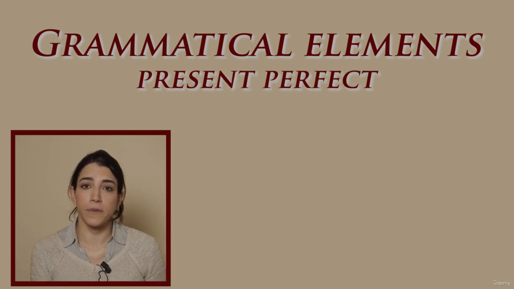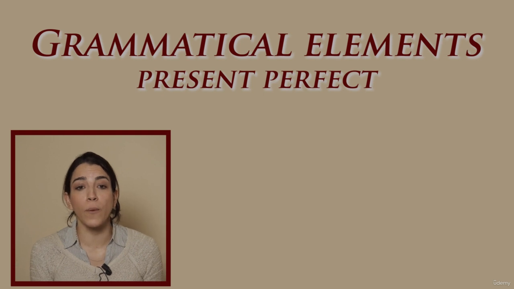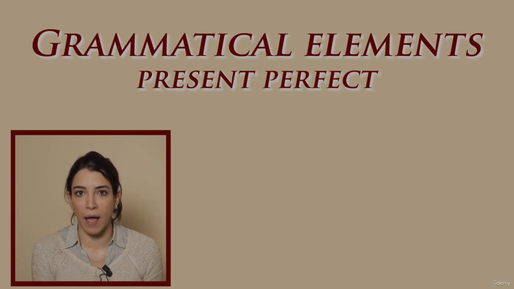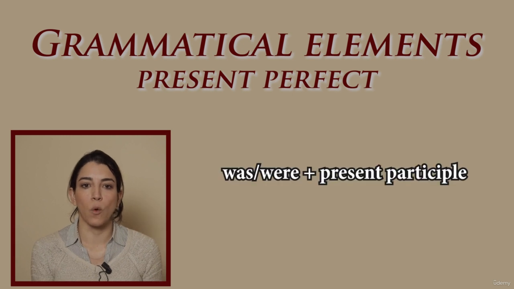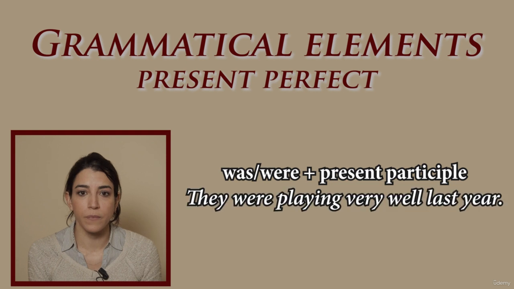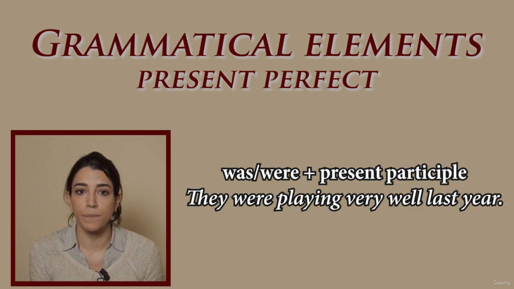The past continuous, or progressive, is used for an activity that was ongoing at a certain point in the past. We form it as such: was and were plus present participle. They were playing very well last year.